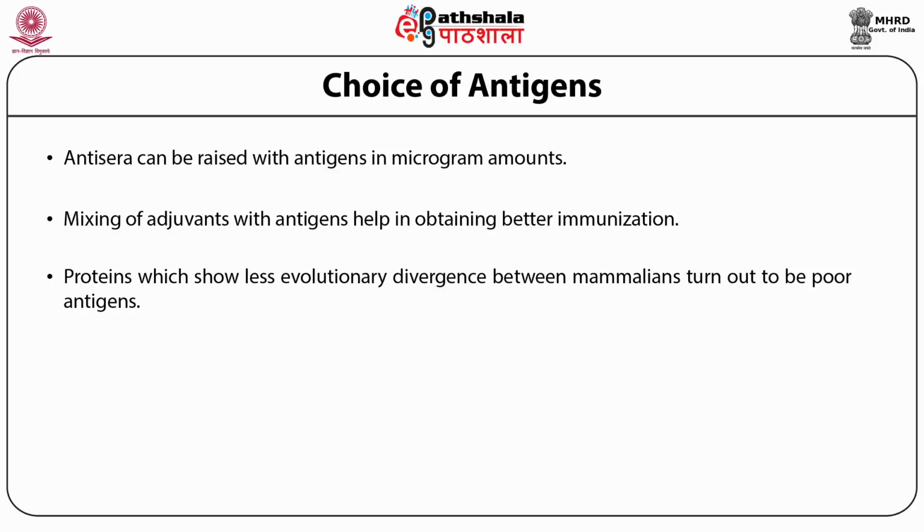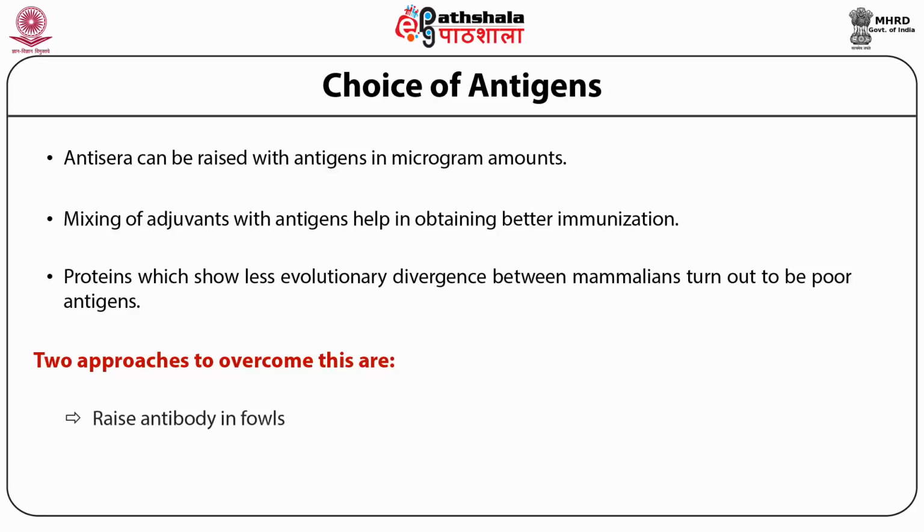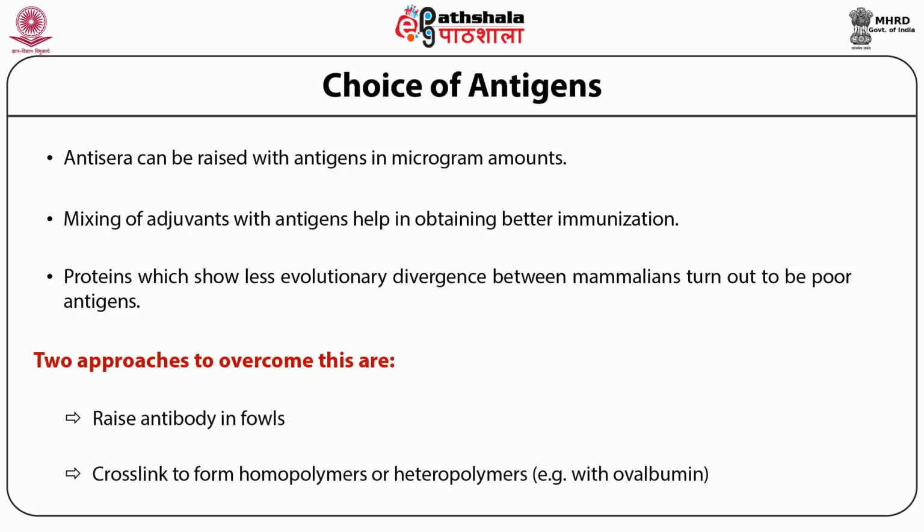Examples of such proteins are cytochrome C, actin and myosin. There are two approaches by which you can overcome this hurdle in the case of such proteins. One can raise antibody in fowls. You can also cross-link to form homopolymers or heteropolymers by conjugating these proteins with ovalbumin.